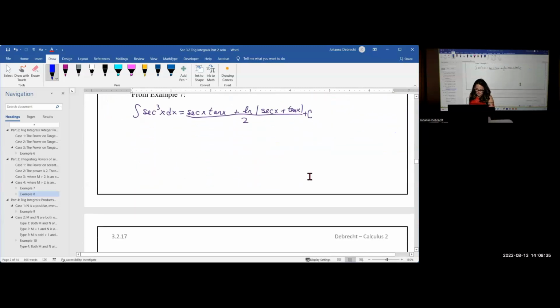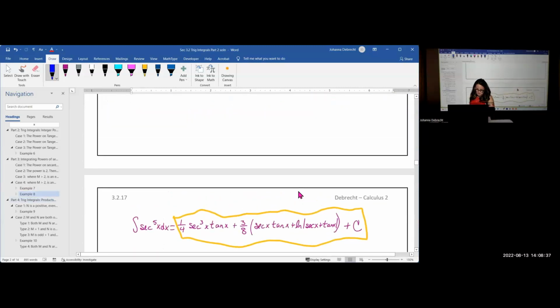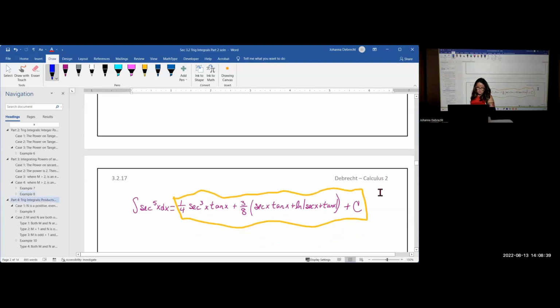So my final answer, if I can find it down here, becomes 1/4 secant cubed of x, tangent of x, plus 3/8 times secant x, tangent of x, plus the natural log of absolute value secant plus tangent with a constant at the end for the indefinite integral.